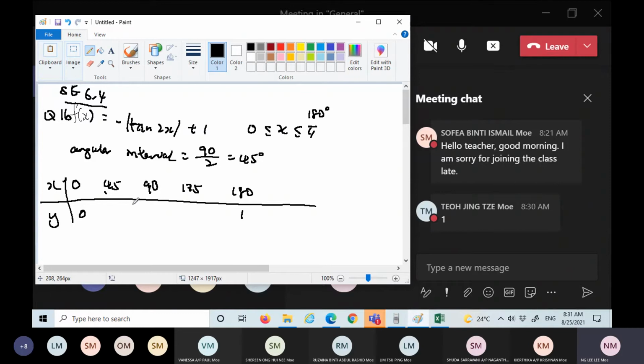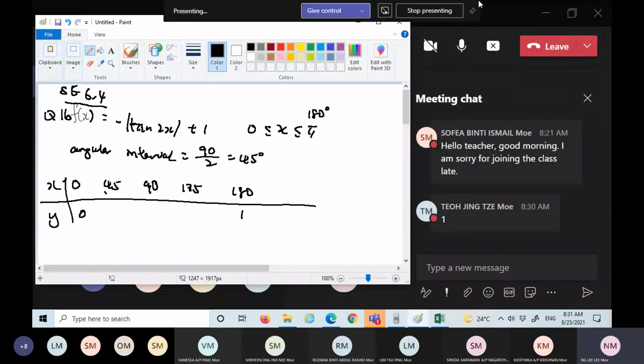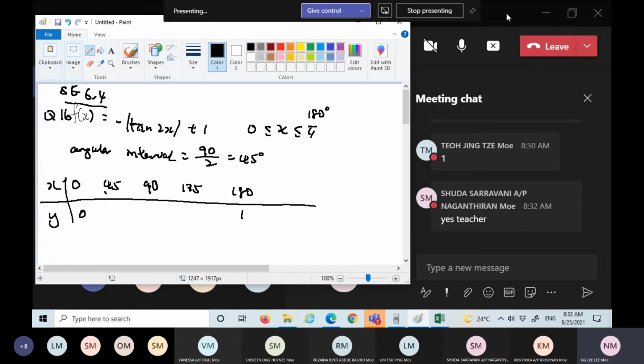Is Suda here? If you are not here, then I'll call another girl to help. Then we don't waste the time. Suda, you have to reply me whether we have to wait for you or not. Yeah, okay. So can you do for x is 90 and x is 135? Do you know how to do? If you don't know how to do, I will explain to you.